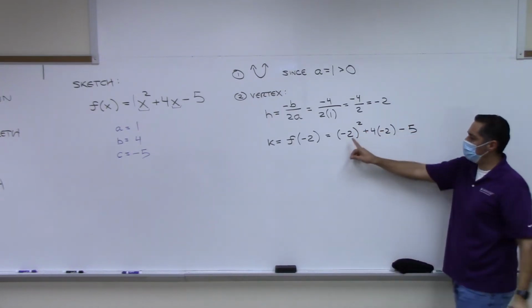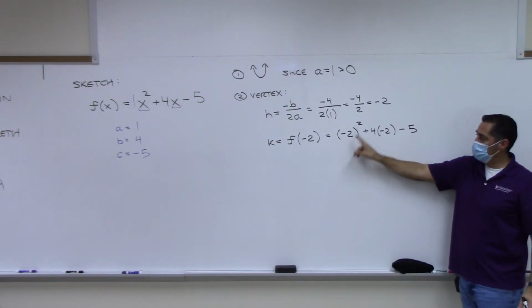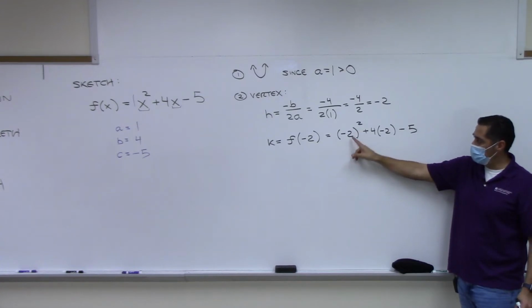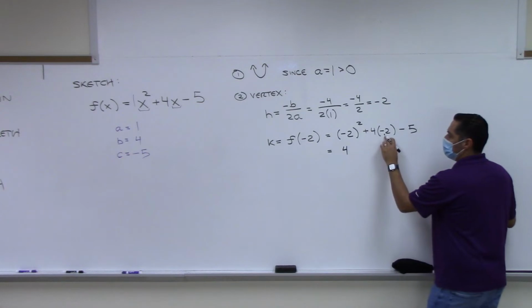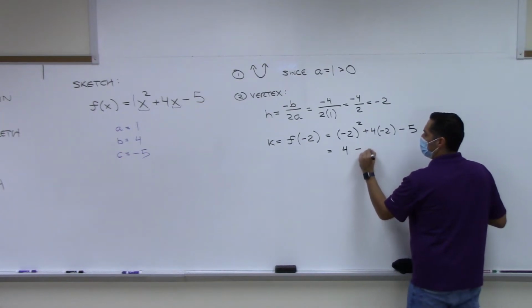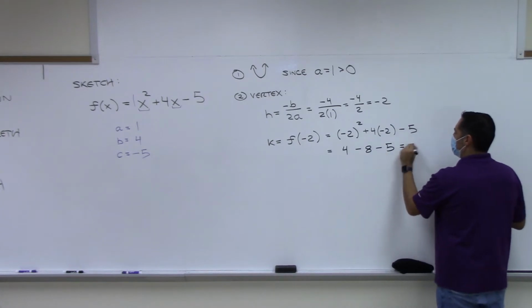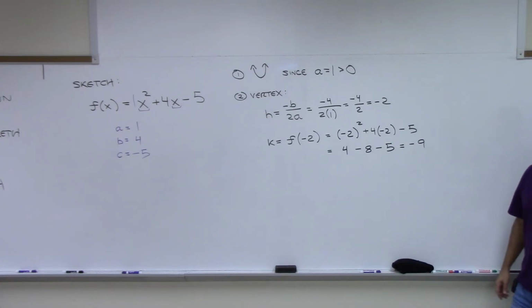Very important that you understand that when you're squaring this negative 2, right, we're going to get what? What do we get? Positive 4, right? This is negative 2 times negative 2. That gives us positive 4. And then here we get minus 8 and then minus 5. So I think we get negative 9 here. Negative 9. Any questions on that?